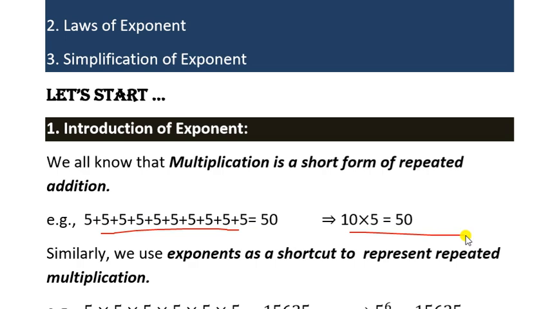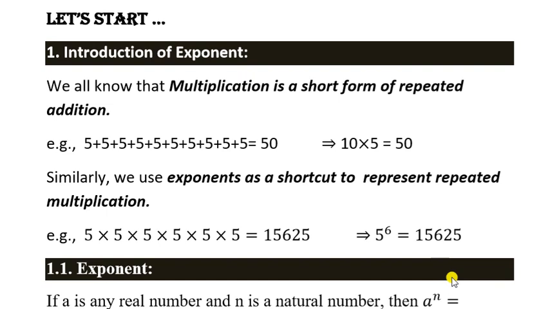With this concept, we can explain our new term, that is exponent or exponential form. How? We know multiplication is the repeated form of addition. And similarly, exponential form also is a shortcut representation of repeated multiplication. For repeated addition, we'll get multiplication, but for repeated multiplication, we'll get exponential form. Okay.